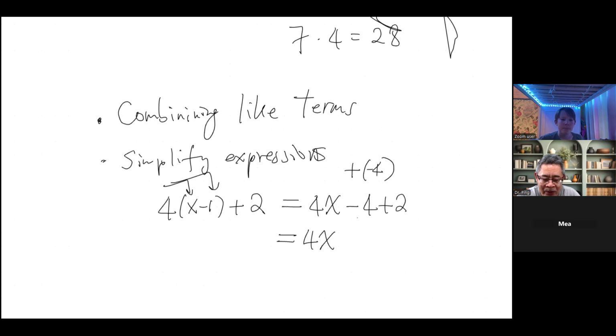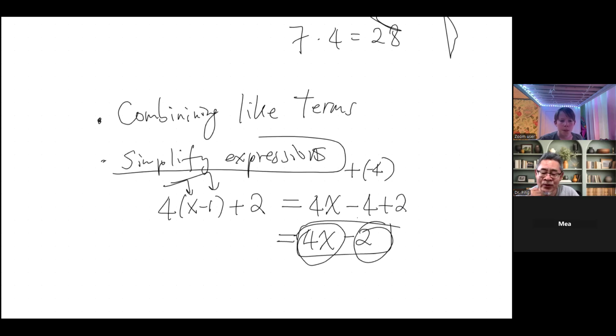Now, once we get to here, there is nothing we can do anymore because 4x and negative 2 are not like terms, so we cannot combine them. So once we get to the end, we cannot do anything about it. So that's the end of simplification.